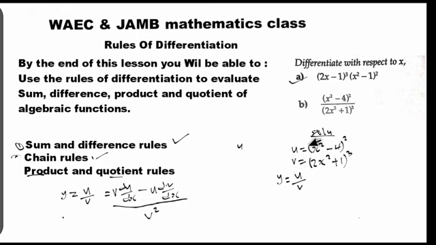What you have to do here is first find du/ds and dv/ds. You differentiate this u with respect to s, and also differentiate this v with respect to s. In the previous class we discussed the chain rule. So when you have an expression like this, use the chain rule to differentiate it.